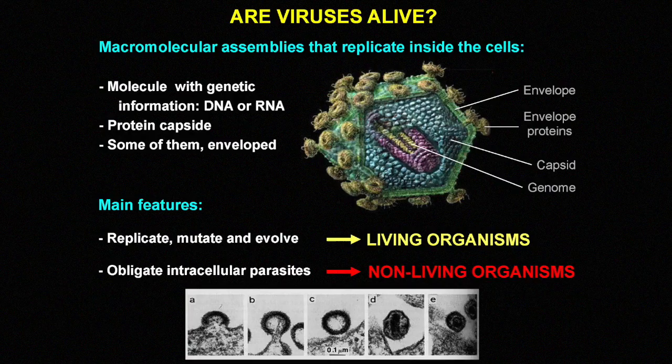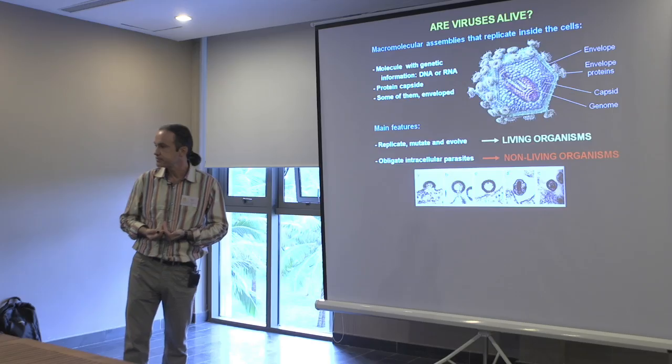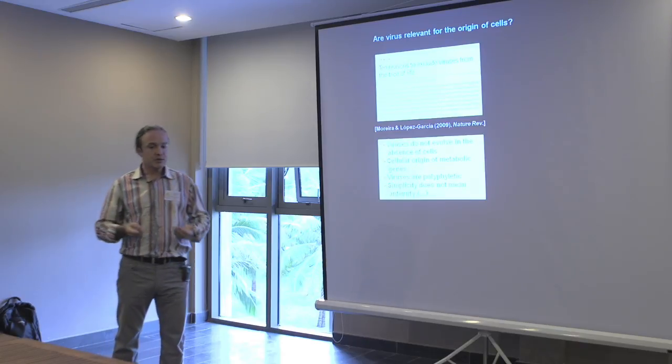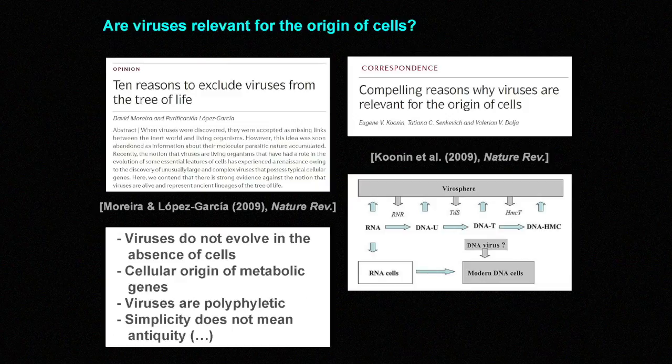The main features of viruses are that they replicate, they mutate, and they evolve, but they are obligate intracellular parasites. So the first set would say that they are living organisms, but the last one, that they are non-living organisms. This is an open issue in biology. Are viruses alive or not? It depends on how you define life. Okay? In particular, there is a very nice controversy about the point that viruses should or should not be considered relevant for the origin of cells.